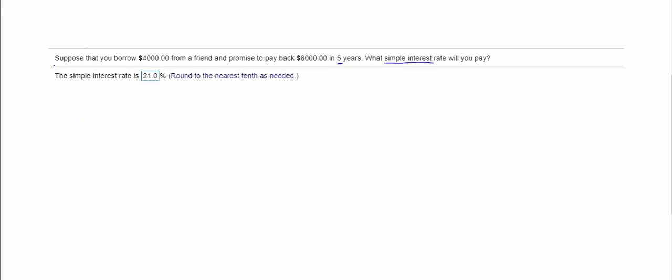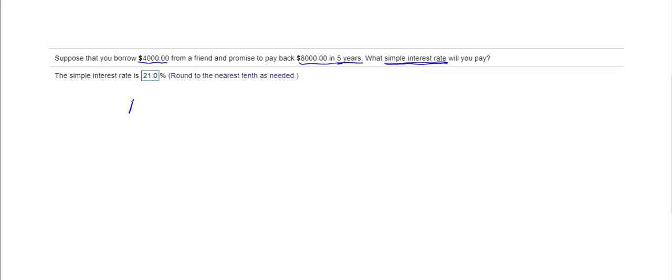So this problem says, suppose that you borrow $4,000 from a friend and promise to pay back $8,000 in 5 years. Okay, what simple interest rate will you pay? So as you can see, this is a problem that involves simple interest, which means you will be dealing with formulas that involve simple interest.